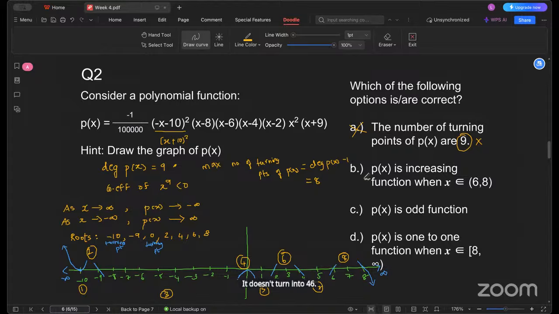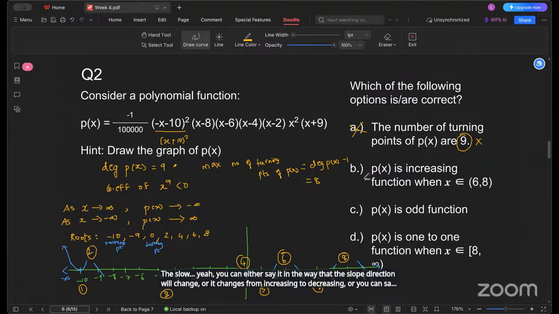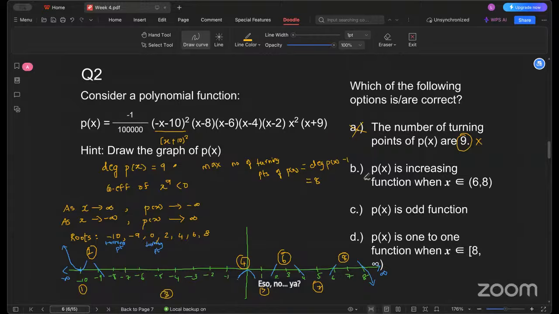Do you already know the concept of derivatives? The definition of a turning point is that the graph changes its behavior from positive to negative slope, or negative to positive. You can say the direction will change, or it changes from increasing to decreasing, or you can say the derivative is 0. So from the perspective of derivative, you can understand.